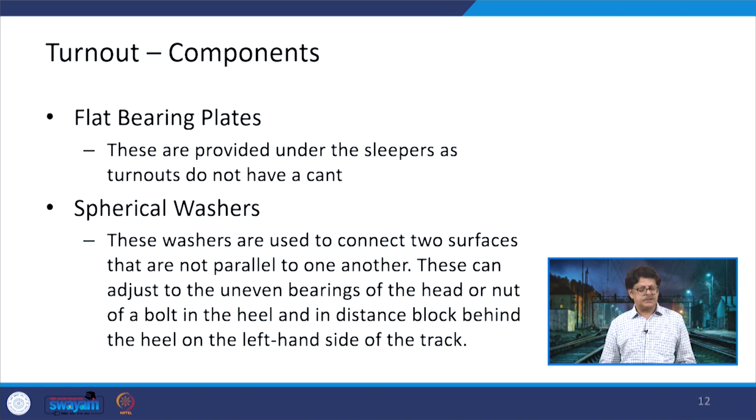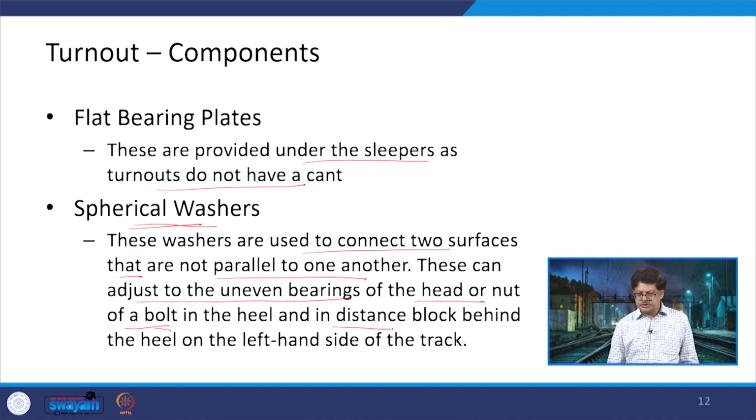Now, some other components are the flat bearing plates. These are provided under the sleepers as the turnouts do not have a cant. Then there are spherical washers. These are a special type of washers which can be used at such locations where there is a possibility of movements, elongations, etc. and these washers fit very well in those. So, these are the washers which are used to connect two surfaces that are not parallel to one another. These can adjust to uneven bearings of the head or nut of a bolt and in a distance block behind the heel on the left side of the track.